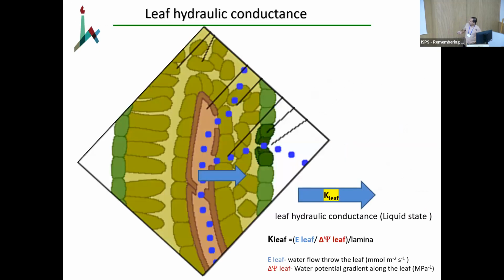So what is K-leaf? I'm going to use it a lot. This is the hydraulic conductance. Basically, it's how much water, not gas, liquid water, passes through the tissues. So basically what you need to measure is transpiration and the water potential of the leaf, and K-leaf is actually water per water potential, how much water can go through a megapascal. Okay? And of course, you need to separate it from the gas exchange.